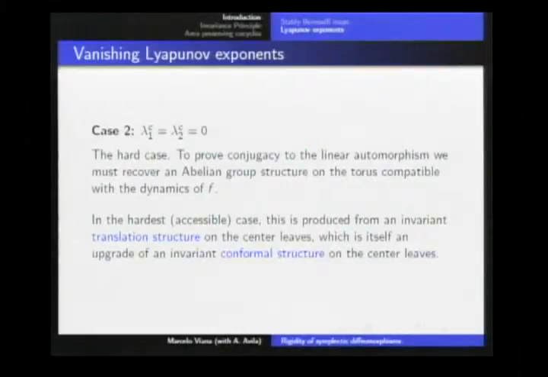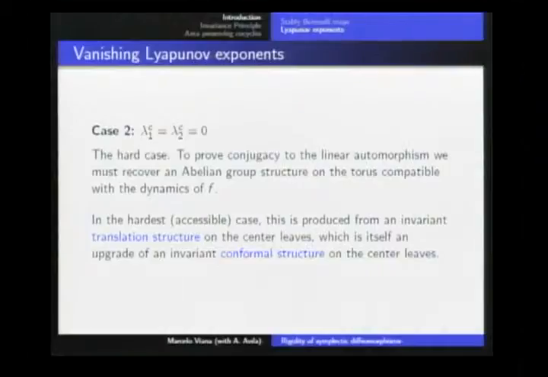So we are left with the second case, which is when, despite the fact that you perturbed your diffeomorphism, the exponents did not move, and they are still zero. Now, what we want to prove in this case is that the diffeomorphism is conjugate to a linear automorphism. So we want to prove that up to change of coordinates on the torus, your map is algebraic.